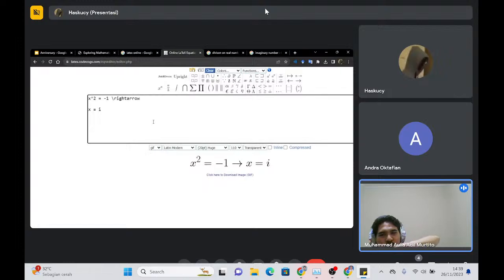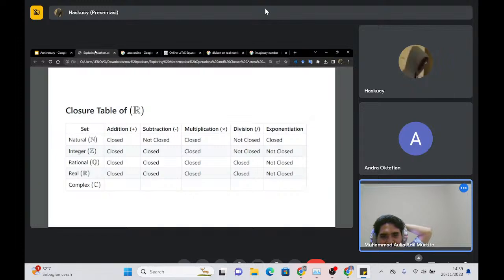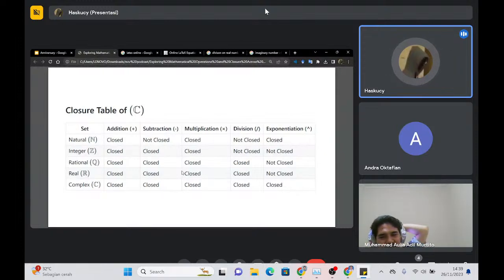And by the way, for the complex number, I guess all of them are closed, right? Yeah, this is actually closed for all of them. Exponentiation is kind of crazy. I to the power of I is still a complex number, so it is closed. For example, division is still closed. So this is all closed, basically, for complex numbers.